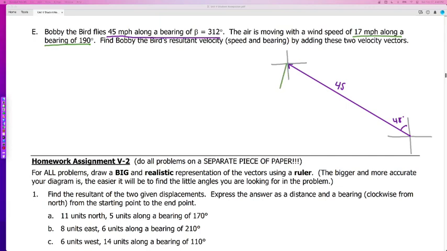Okay, 190, kind of hard to construct. It's really close to 180. 17 miles an hour is going to be a relatively short vector in comparison to the 45 mile an hour vector. And I know that this angle in here, that's 10 degrees, right? That's how we got to 190, 180 plus 10. Okay, and the resultant vector then from our original start to the finish looks like that.